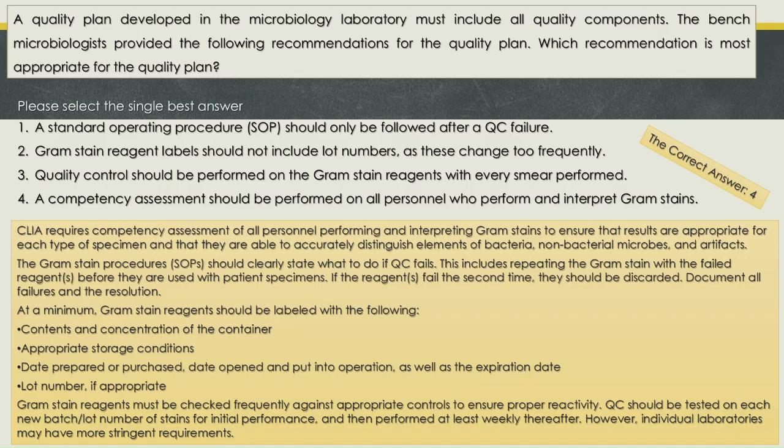At a minimum, gram stain reagents should be labeled with the following: contents and concentration of the container, appropriate storage conditions, date prepared or purchased, date opened and put into operation, as well as the expiration date. Lot number, if appropriate. Gram stain reagents must be checked frequently against appropriate controls to ensure proper reactivity. QC should be tested on each new batch/lot number of stains for initial performance, and then performed at least weekly thereafter. However, individual laboratories may have more stringent requirements.